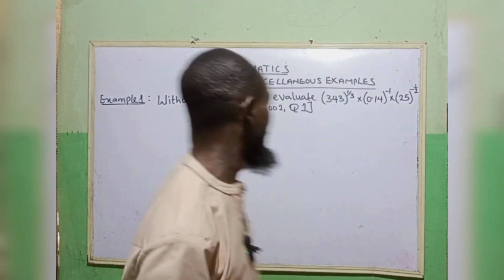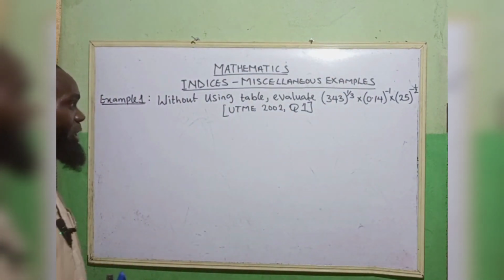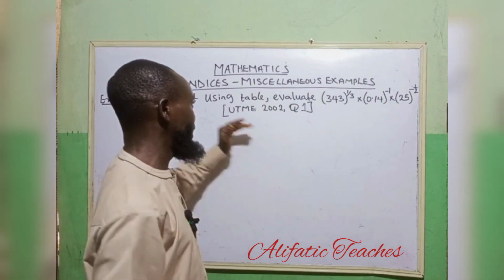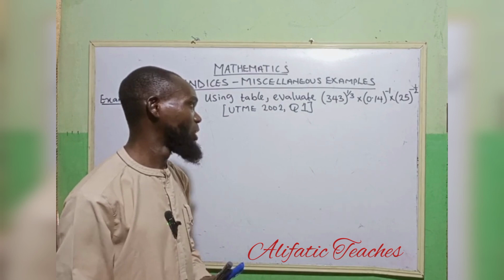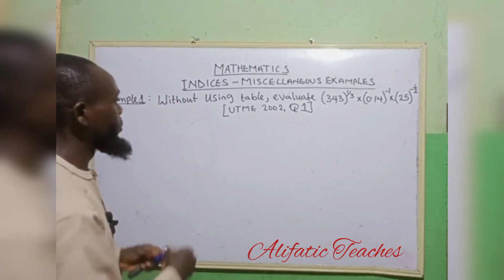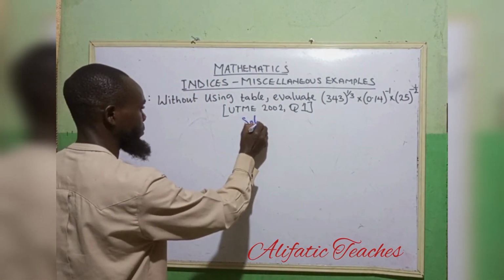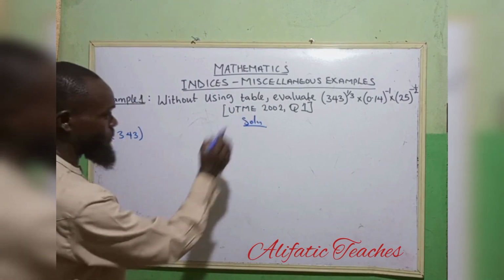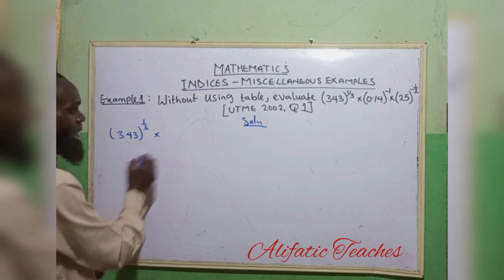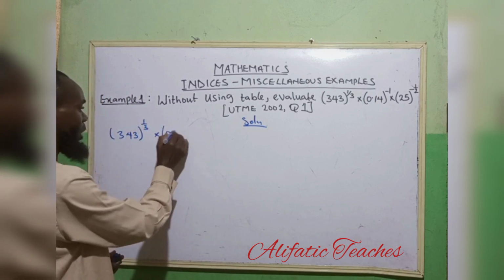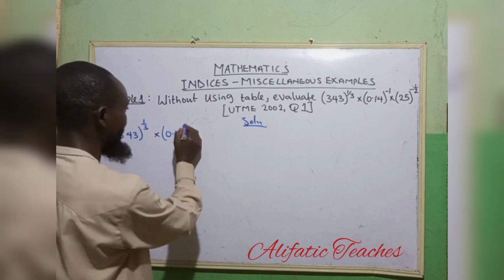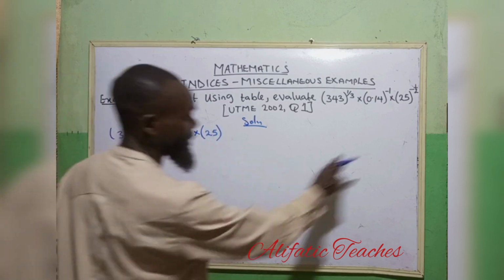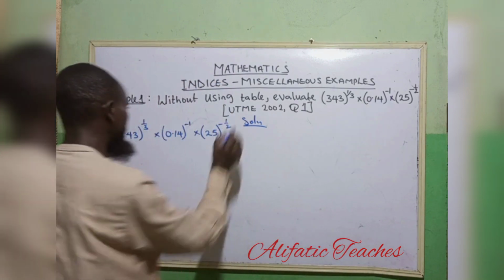Now let's move on. Example 1. Without using table, evaluate these values. This is a UTME question, 2002, question 1. Now, we want to evaluate this. Open your bracket, 343 raised to power 1 over 3, multiply by, put on that bracket, 0.14 raised to power minus 1, multiply by, put on that bracket, 25, then raised to power minus 1 over 2.